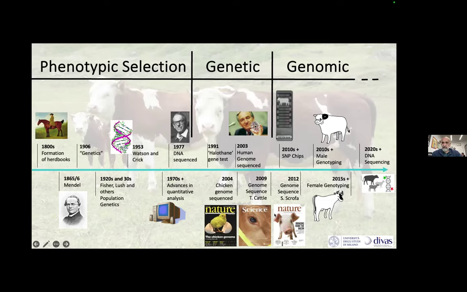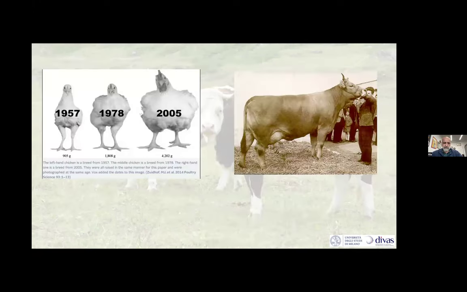Then we entered, with the sequencing of the genome, the genomic era. That was a change of paradigm, because we now have genomic information, especially SNP chips that are now low cost; 50K genotyping is below 20 euro. And the genomic era started with genomic selection, with male genotyping, and now we are in female genotyping, but also DNA sequencing, because costs are getting lower and lower. And so the livestock community is starting to invest in this part of genomic data production.